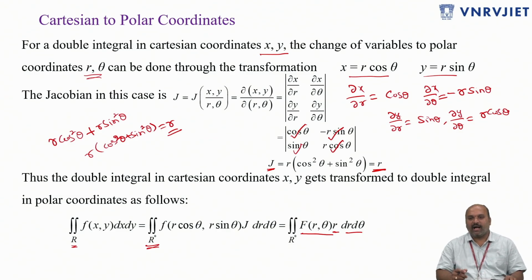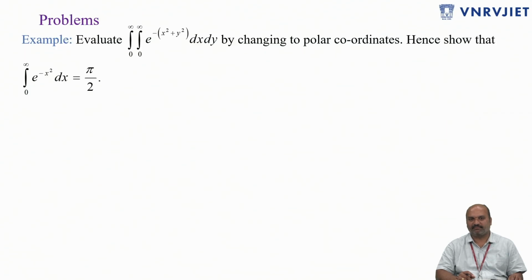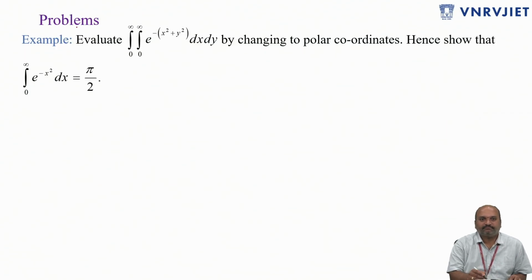Now how do we evaluate by changing to polar coordinate system? We see a problem. Evaluate the integral from 0 to infinity of e to the power of minus of x square plus y square dx dy by changing to polar coordinates. Hence show the result. First evaluate this integral by changing into polar coordinates, and also evaluate this integral.